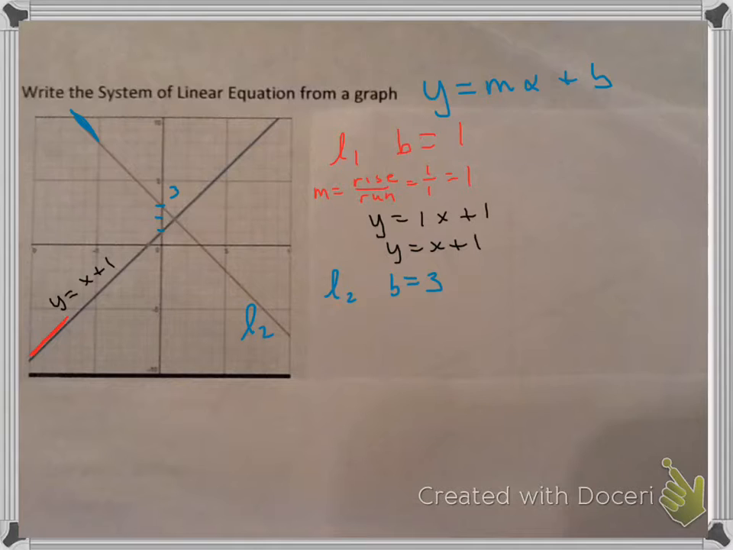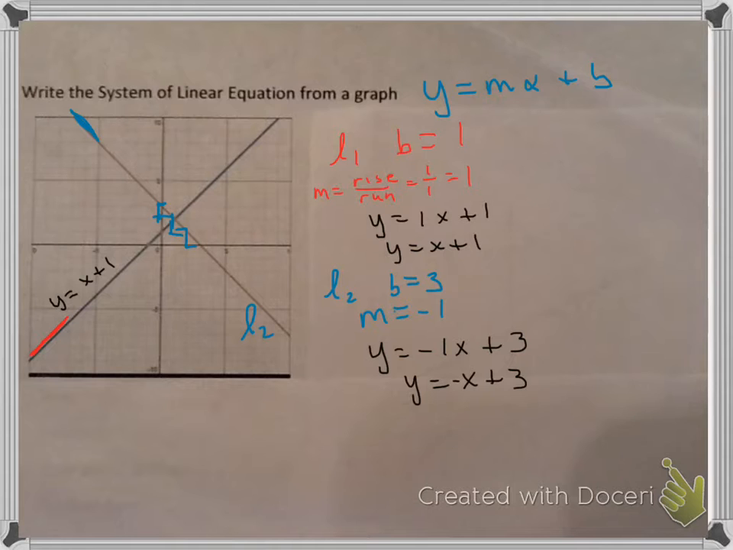My slope, I've got to find what my slope is doing. If I start at this point here, I want to go to this one. It looks like I go down 1 to the right 1, down 1 to the right 1. So it looks like a slope of 1, but it's going down, so it's negative 1. We're going down 1 to the right, down 1 to the right. So it's negative 1. So in this case, my equation is y equals negative 1x plus 3, or we could say y equals negative x plus 3.